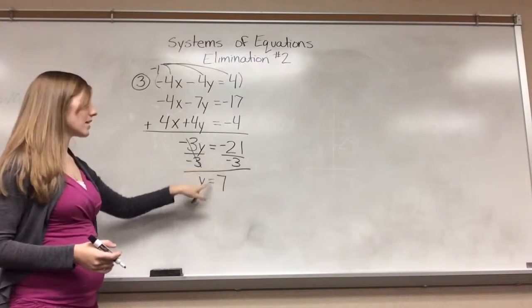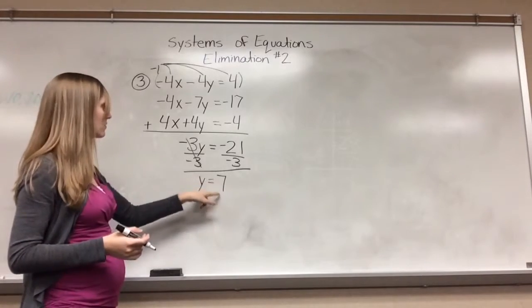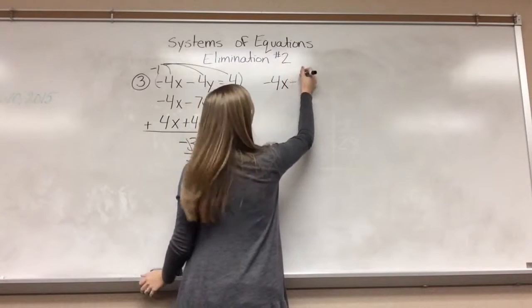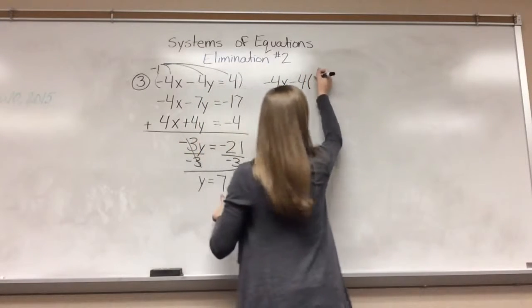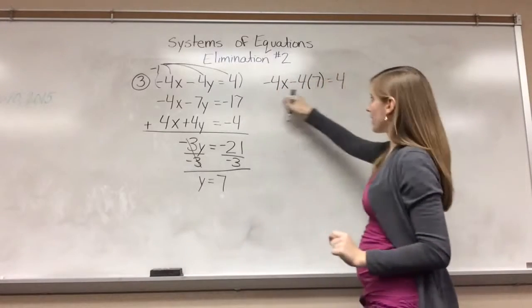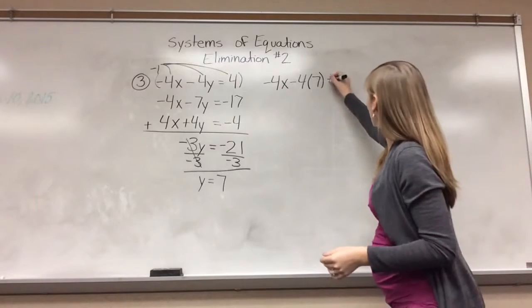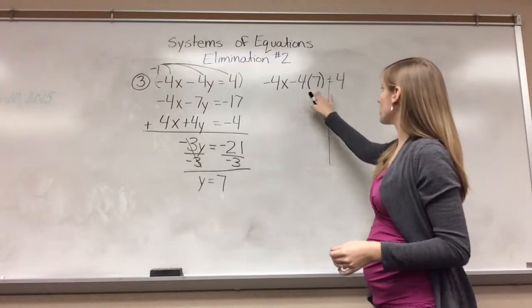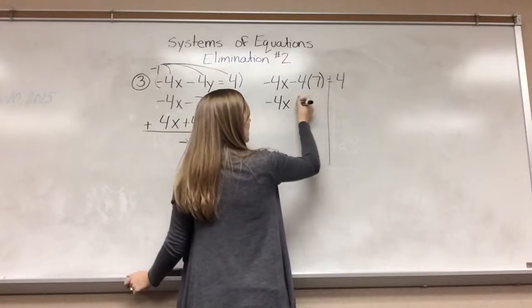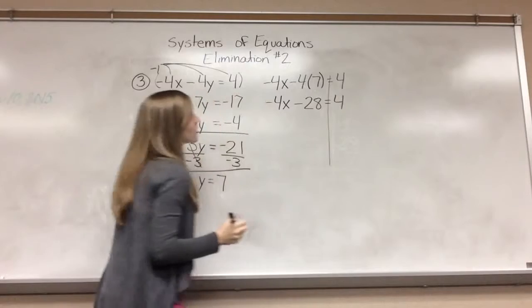I have to plug that 7 in for y this time, okay? It's y equals 7. So the 7 goes in for y. So my negative 4x stays the same, minus 4, but instead of y, I'm going to put 7 equals 4. So everything about that equation stayed the same except for y. I changed the y to a 7. And now I solve. Do your multiplication. So I have negative 4x. Negative 4 times 7 is negative 28 equals 4.